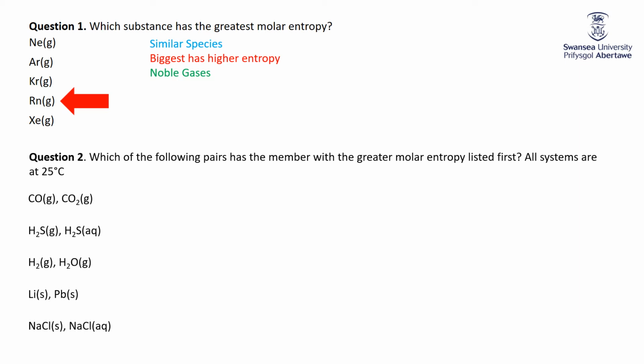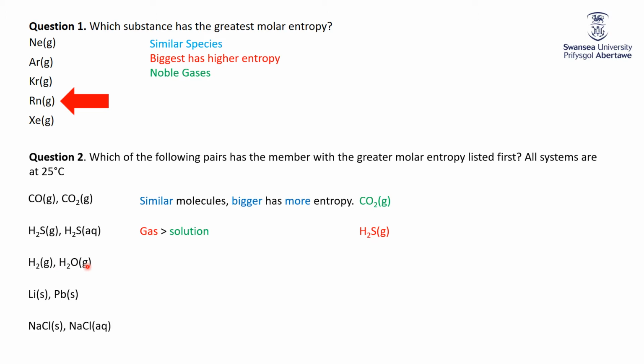Which of the following pairs has the greater entropy listed first? All systems are at 25 degrees Celsius. So we're looking at all the different possibilities here. Thus, for example, between CO and CO2, those are of course similar molecules. The bigger one has more entropy, so that's going to be CO2. Then H2S gas, H2S aqueous. These are the same substance, but one in the gas phase and one in the aqueous phase. Gas phase, of course, always lots more entropy than solutions. So therefore H2S gas is the one with the greater entropy. So that looks pretty good, as we're looking for the one listed first, of course.